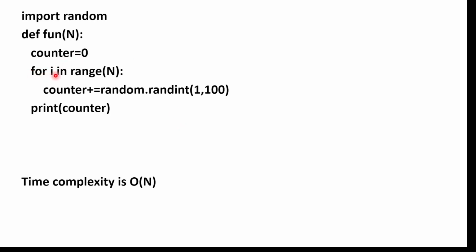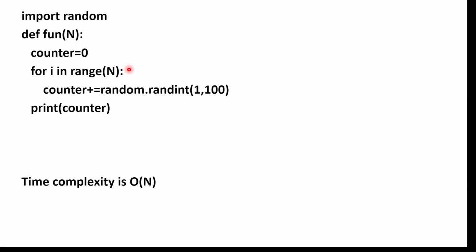And then we have a for loop here, for i in range of n, that is i is ranging from 0 to n. There is a statement that is getting executed, counter plus equal to random.randint of 1 comma 100. Counter is getting incremented here. The counter variable is printed at the end, which is outside the for loop.